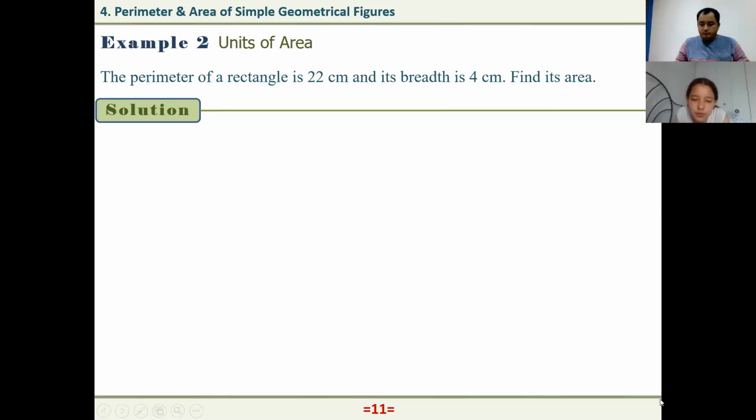Okay, let's start with very simple problems. The perimeter of a rectangle is 22 centimeters and its breadth is 4 centimeters. Find its area.